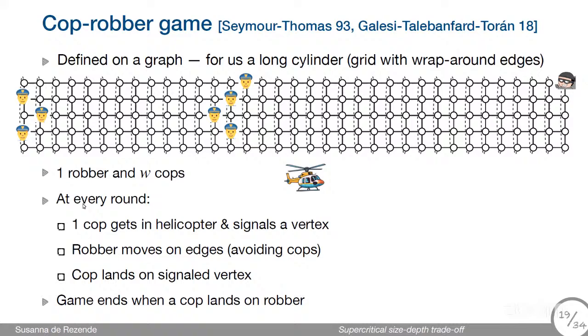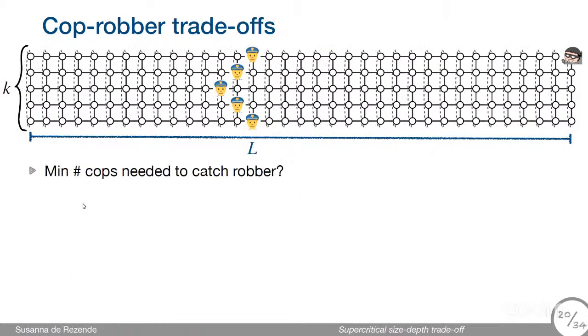So this is the game. And we're interested in two measures, how many cops and how many rounds. Okay. So what is the minimum number of cops needed to catch the robber in such a grid?